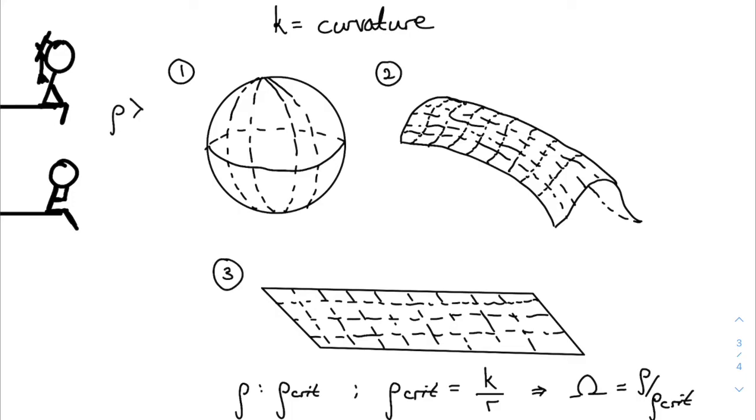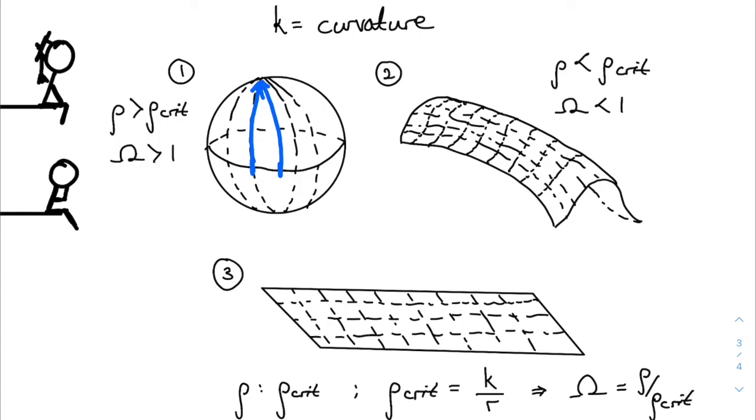If the density is more than the critical density and omega is greater than 1, the universe would be spherical and parallel light beams would converge. If the density, however, is smaller than the critical density, omega being smaller than 1, the universe would be hyperbolic, meaning that parallel light beams would diverge.